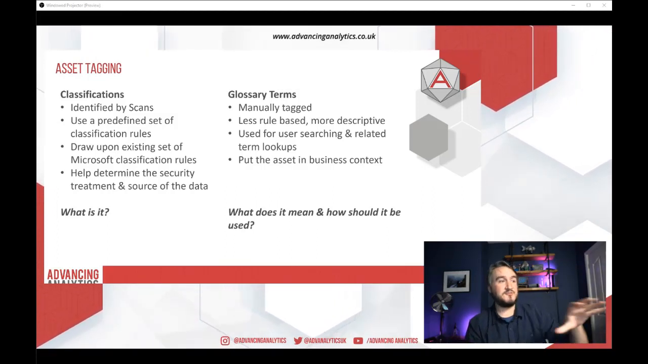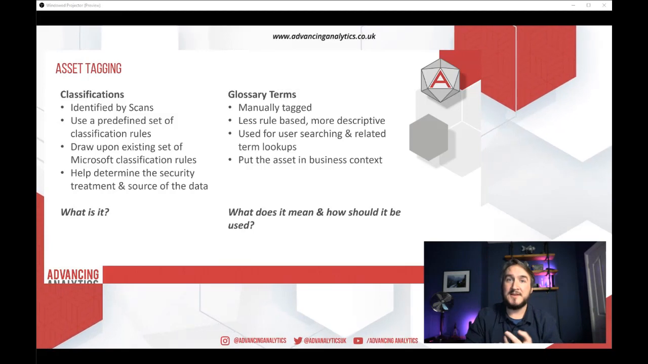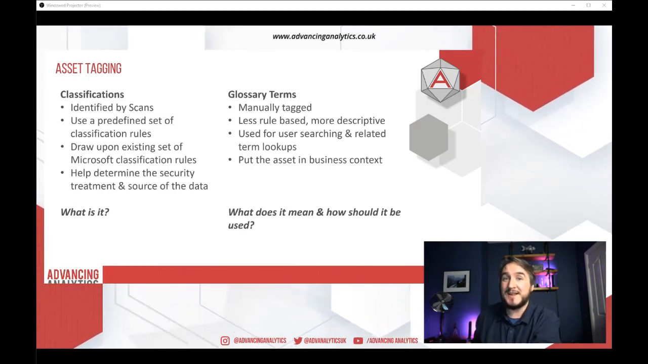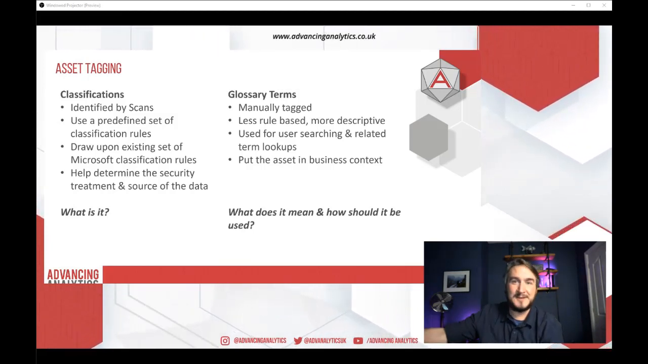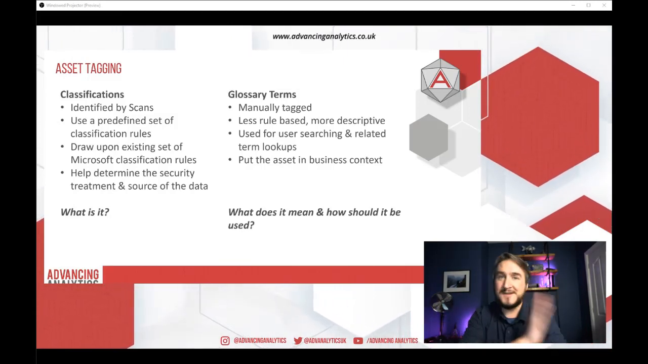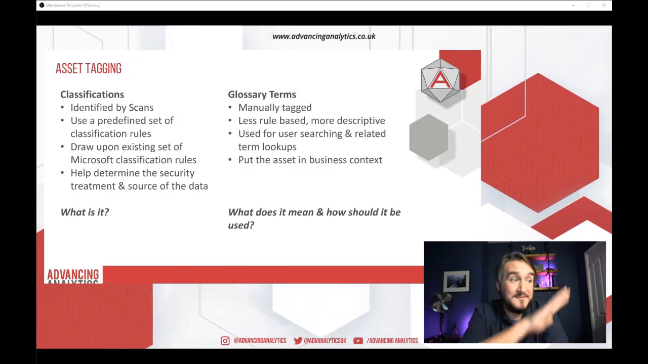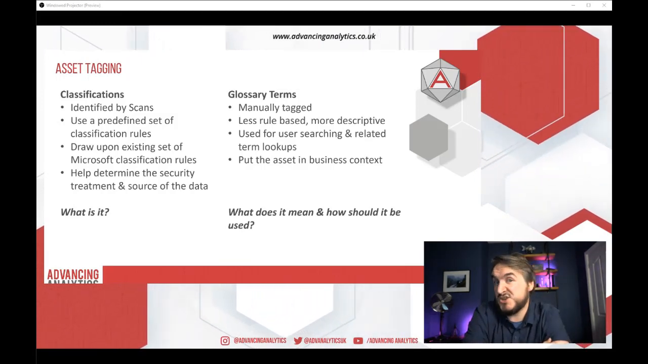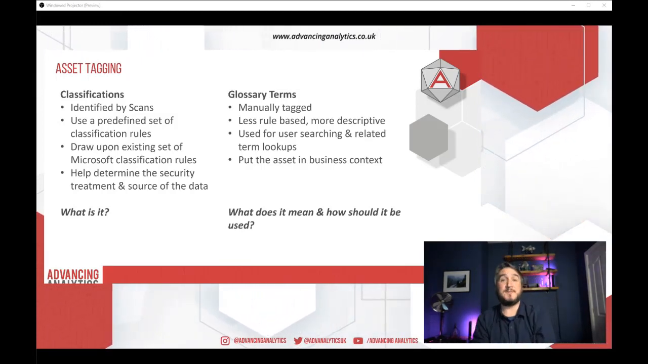So your classification is really good for working out security, working out how many bits of PII data I have, working out how many instances of an email address, what data should be obfuscated, who's allowed to access that data. That is very much on the classification side and is very much done automatically by a big bunch of rules. Glossary terms, very different.